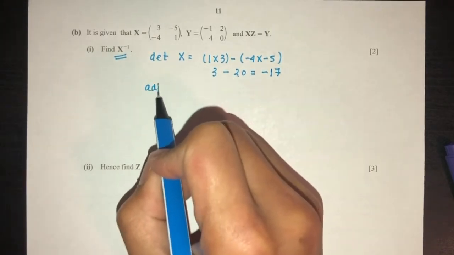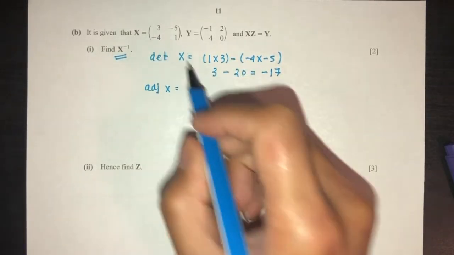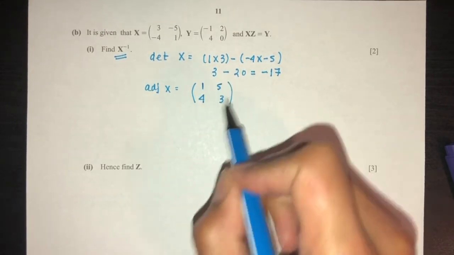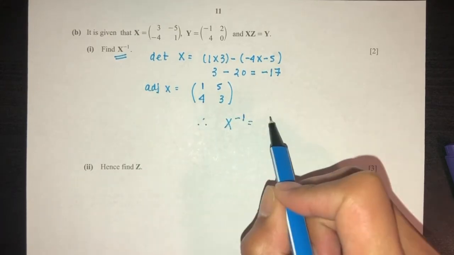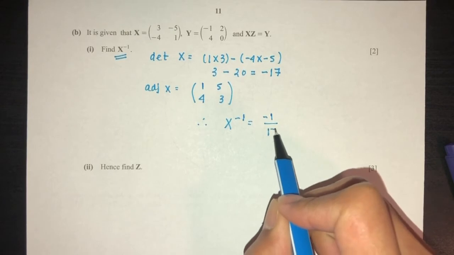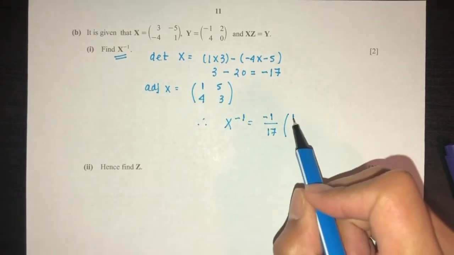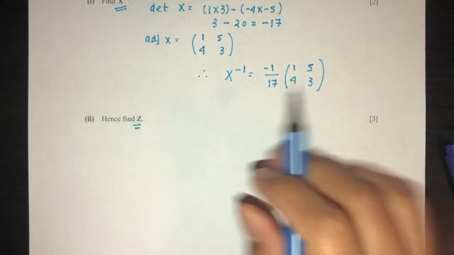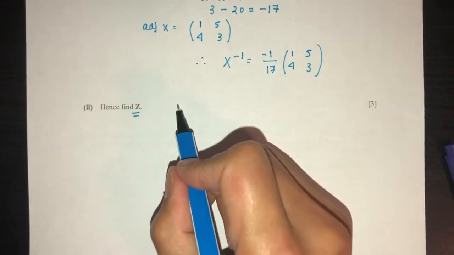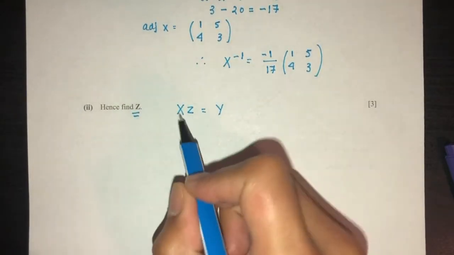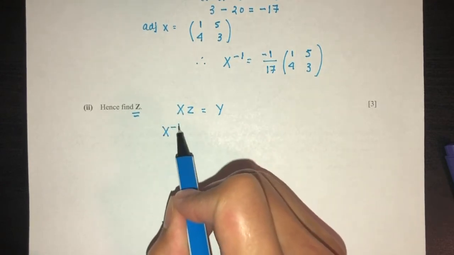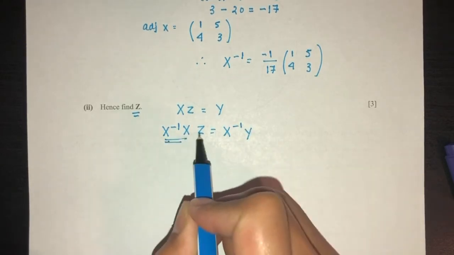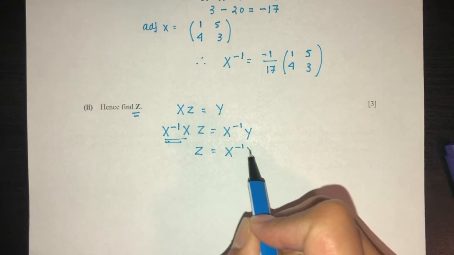Now what is the adjoint matrix of X? That will be, we have to switch position. That become 1, that become 3, and switch signs, that become plus 4 and plus 5. So from this we have X inverse is 1 over minus 17, become minus 1 over 17, times this 5 and 3. This is X inverse. Now I find the value of Z using this equation. So here we have X times Z equal to Y. So we have to eliminate this X, we have to multiply by X inverse on both sides. So this becomes I times Z is just Z, and this is X inverse times Y.